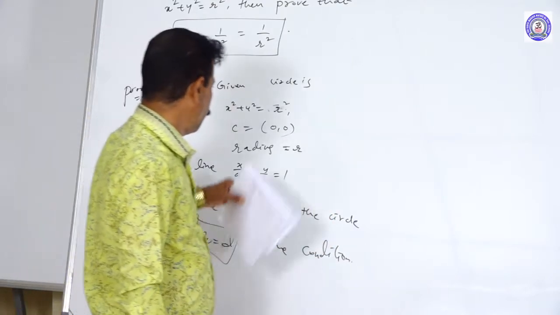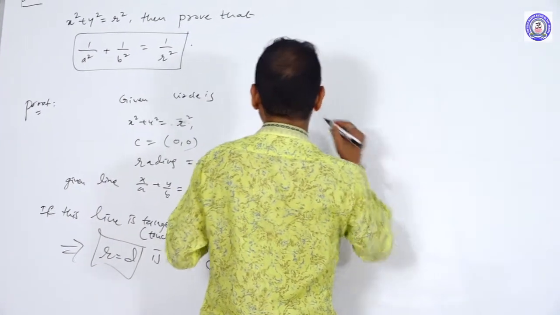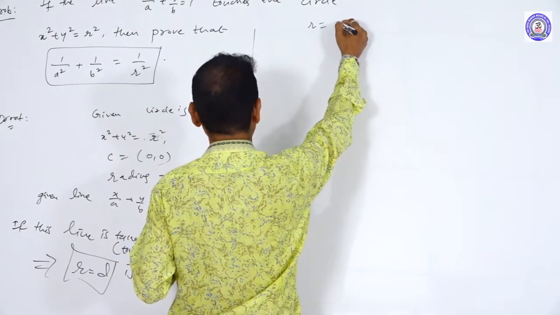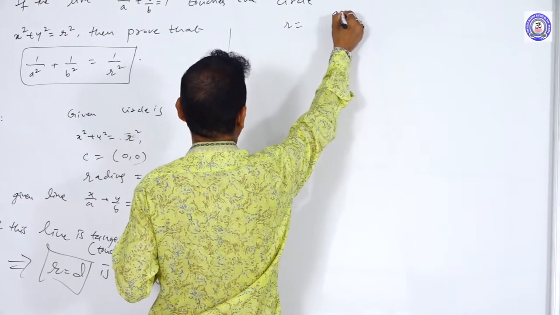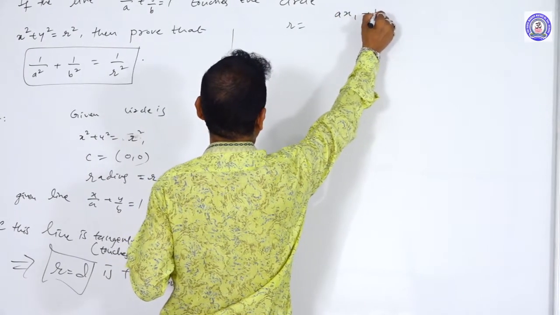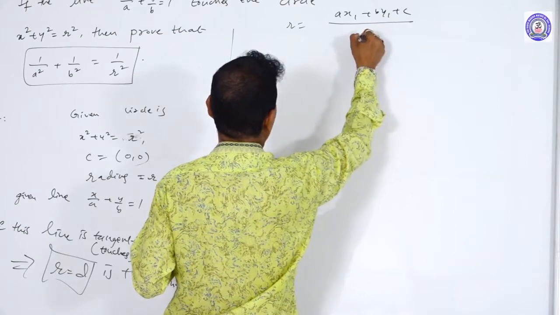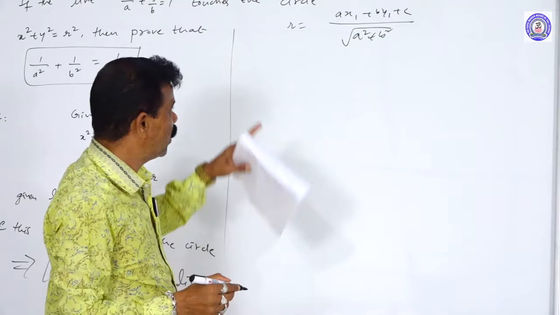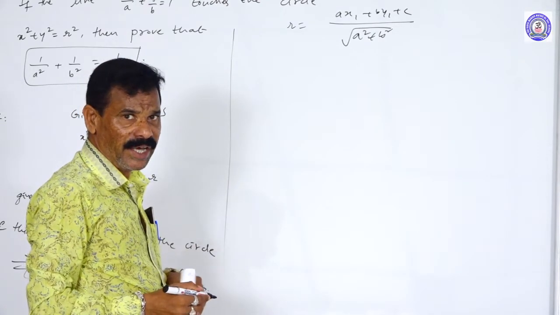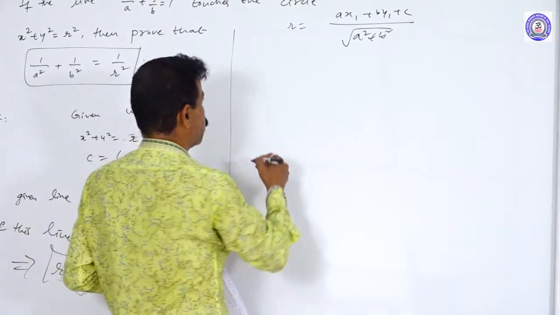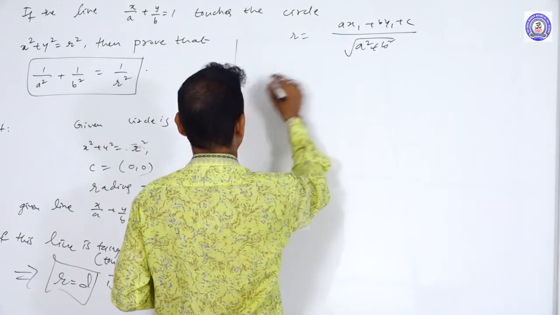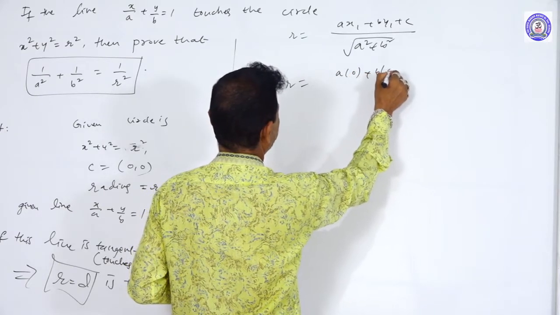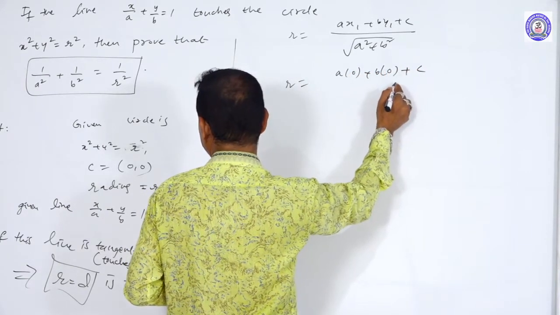So R we know, R is equal to D. The D formula is (ax1 plus by1 plus c) by under root of a square plus b square. If the center is 0, 0, then ax1 and by1 are not needed, directly c by root of a square plus b square. So here center is 0, 0, that's why R is equal to a into 0 plus b into 0 plus c, as it is.